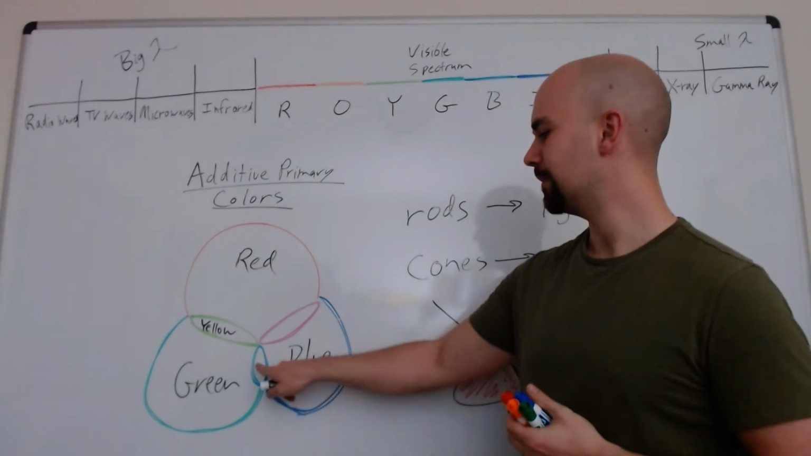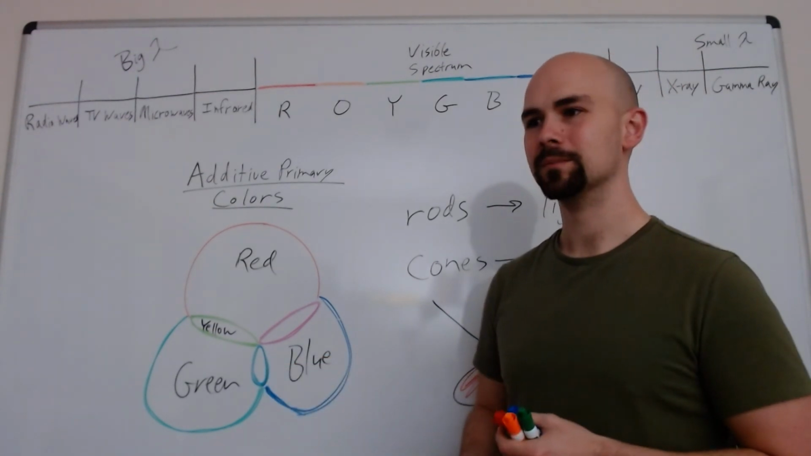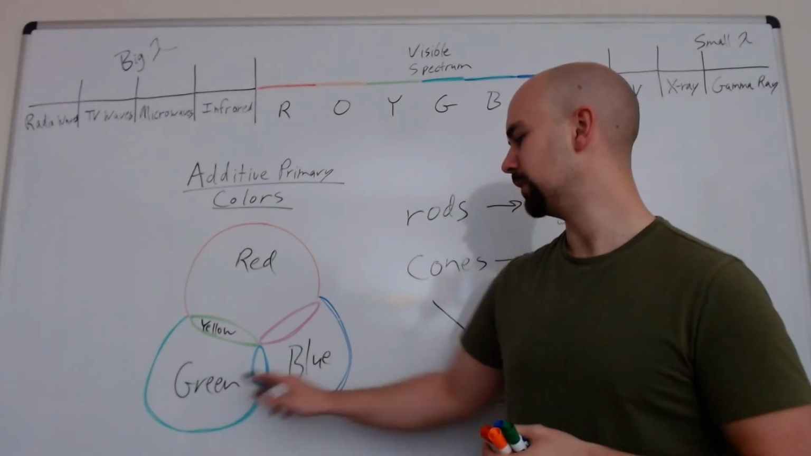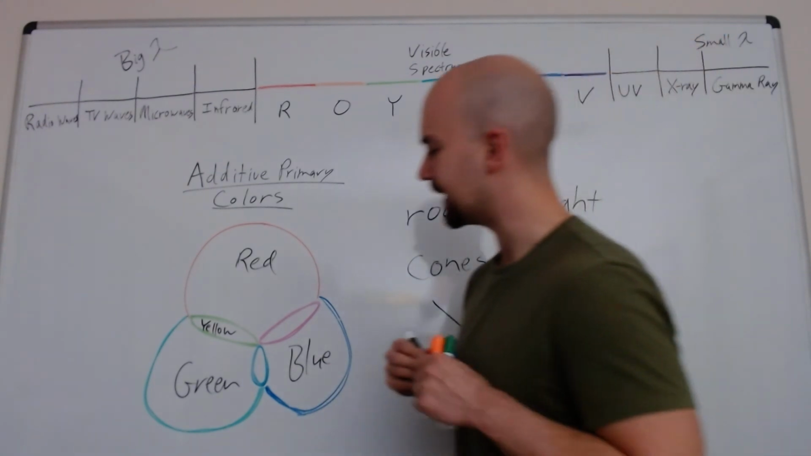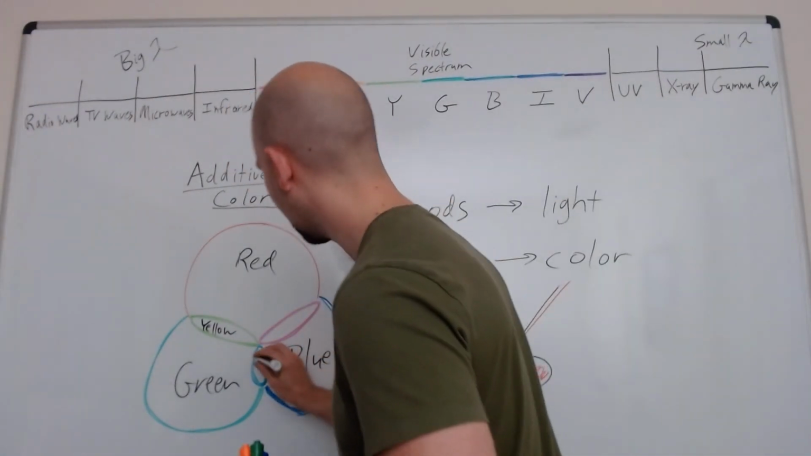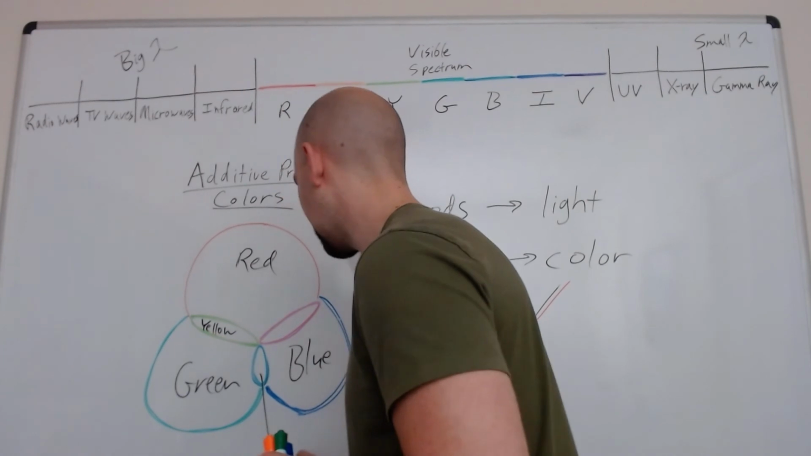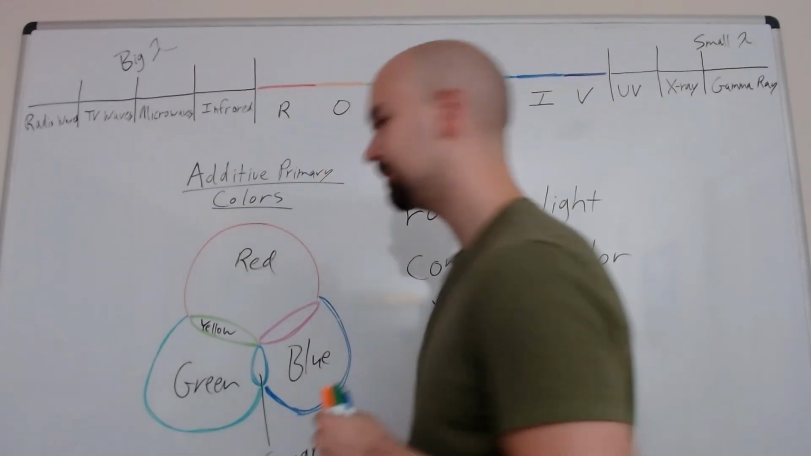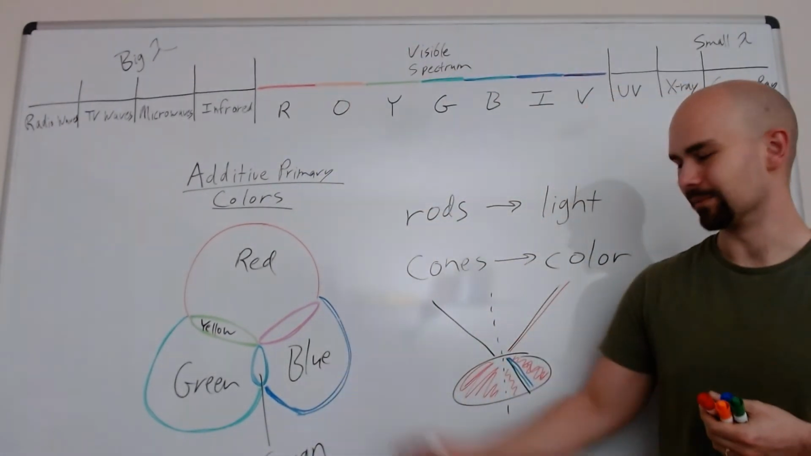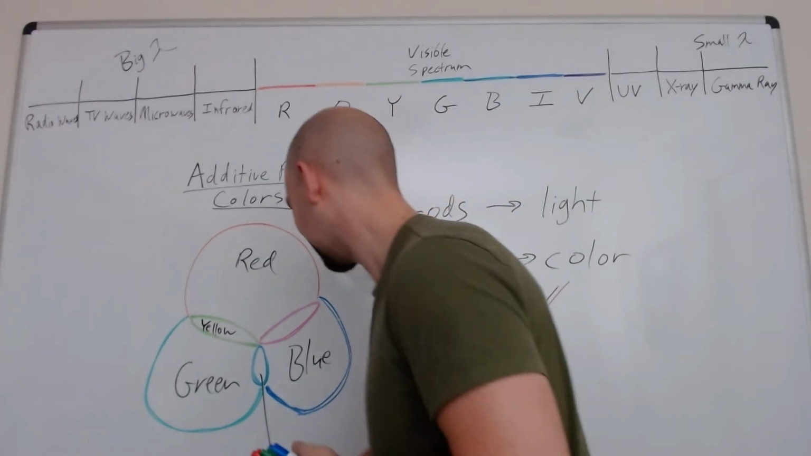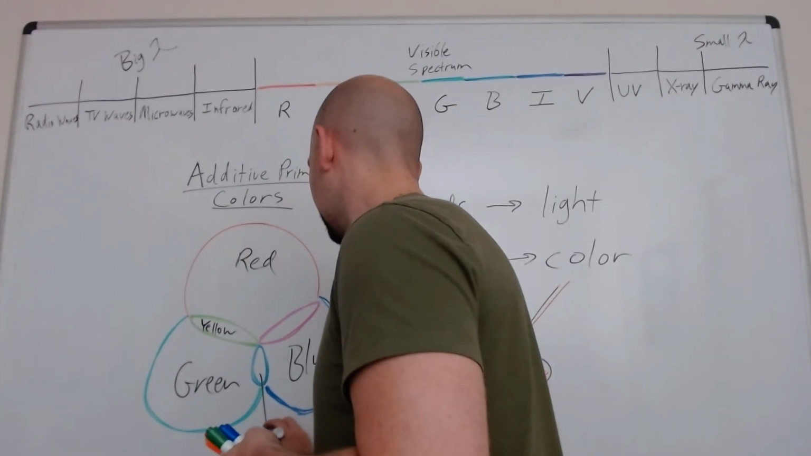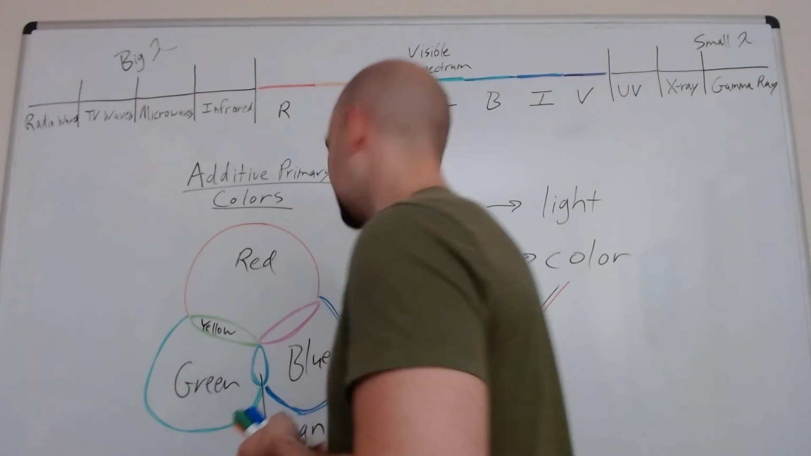And in between here, if you mix equal parts blue and green, you get a color called cyan. Can't really fit it in there, so I'm going to do that. C-Y-A-N. Oh, that doesn't really show up on the board in the shot. Maybe here will work. Cyan. Yeah, there you go.